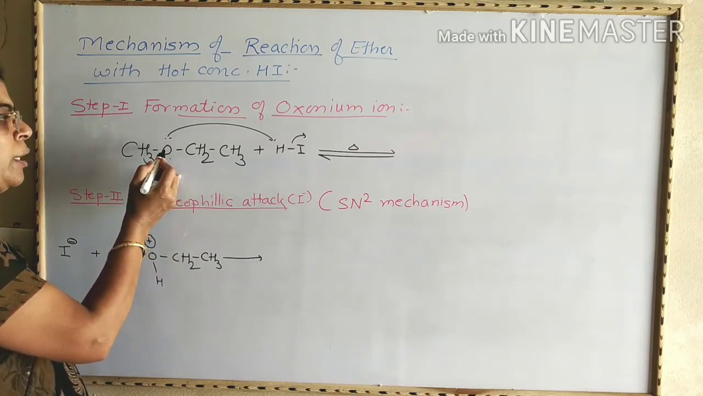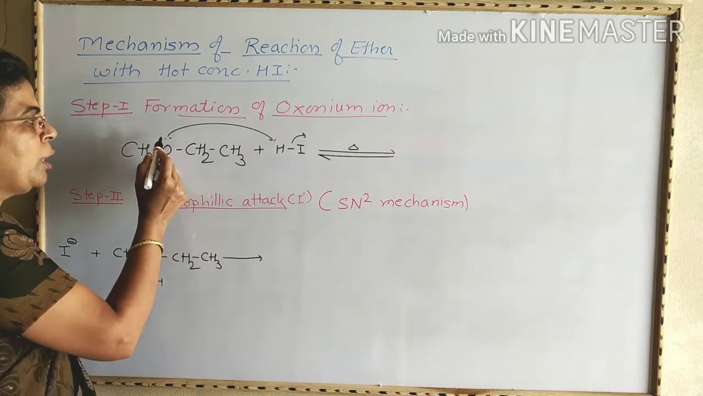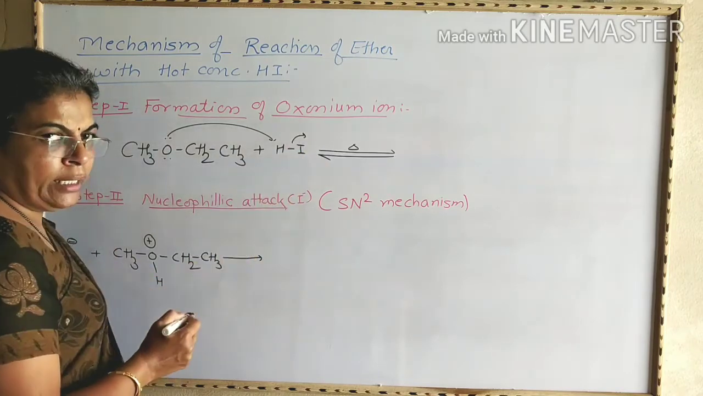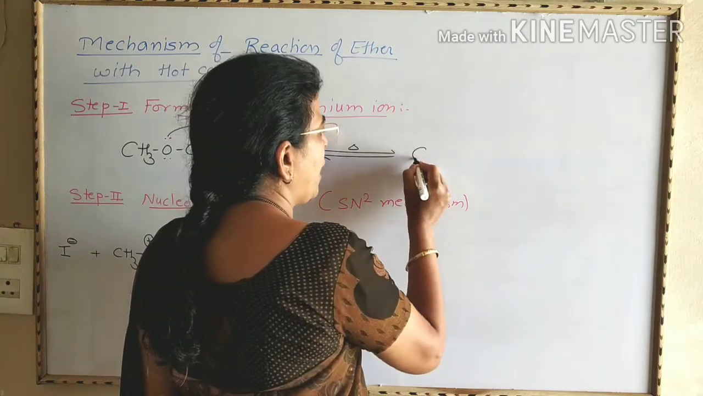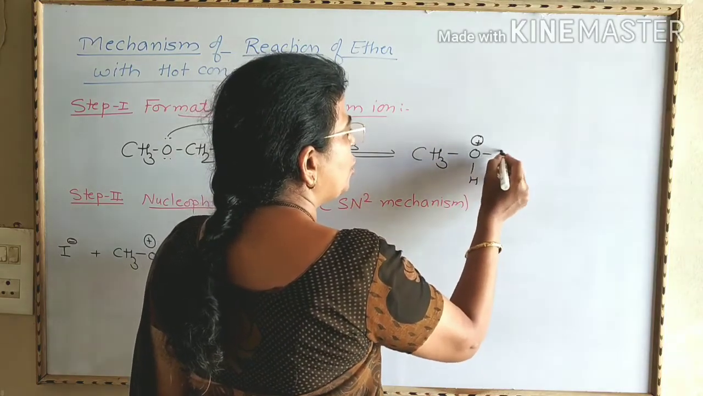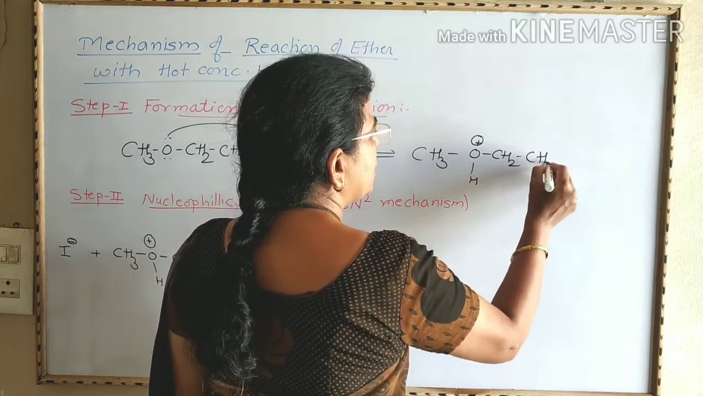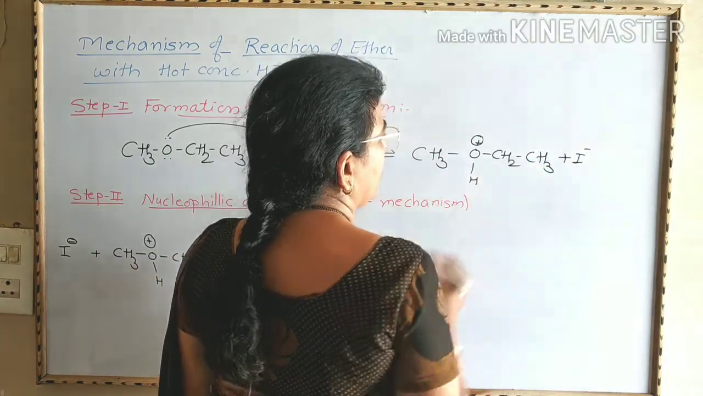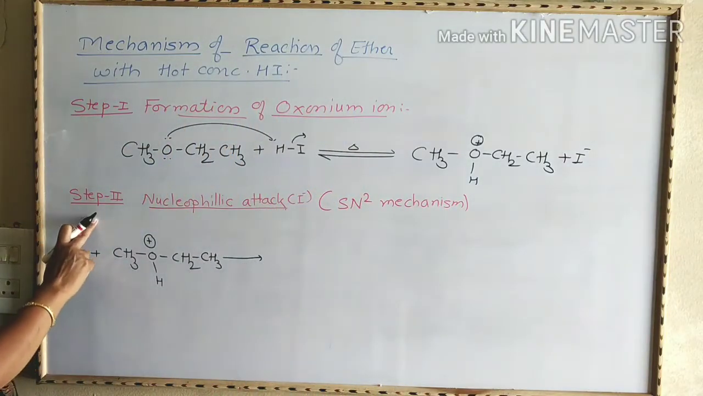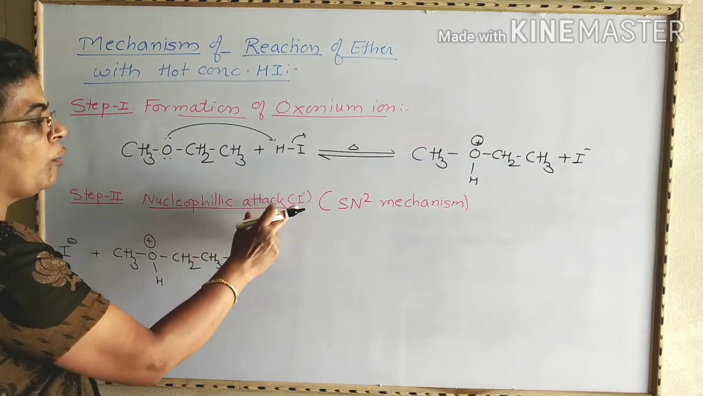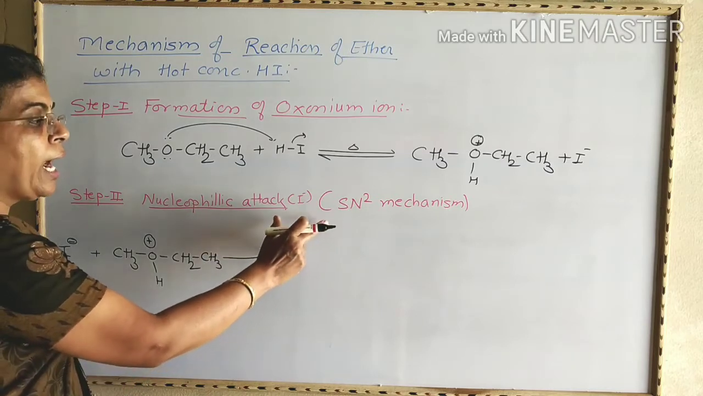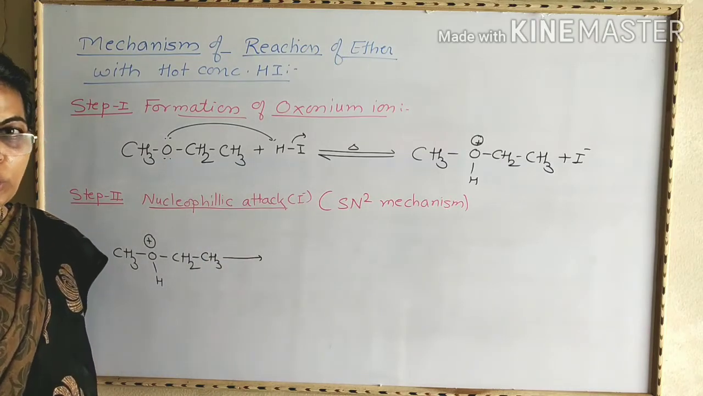On this oxygen atom, there are two lone pairs of electrons, in which one lone pair of electrons attracts this H plus ion and I minus ion is removed to form oxonium ion, that is CH3OH positive CH2CH3 plus I minus ion. That is, here formation of oxonium ion takes place. Now in the second step, nucleophilic attack of I minus ion on this oxonium ion takes place. But this attack takes place according to SN2 mechanism.